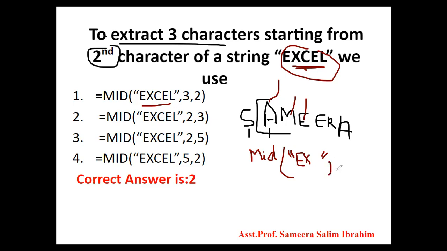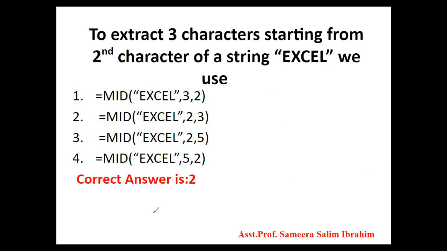Second, the MID function takes the position from where I have to extract. From where I have to extract? From the second position. So the position is written next, and how many characters do I have to take from it? 3 characters. So like that, the MID function is written. First MID, then the string, comma, then the position from which it starts, and the last one is how many characters you need. So the correct answer will be 2. Right? This way you can evaluate your answer.